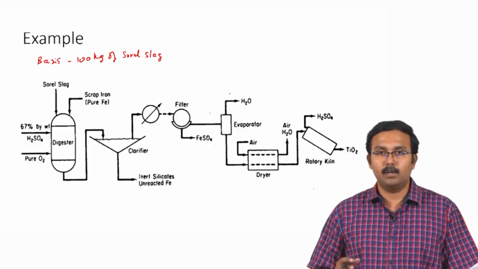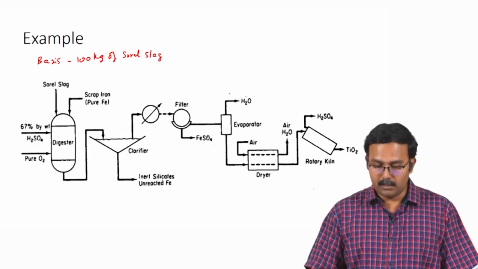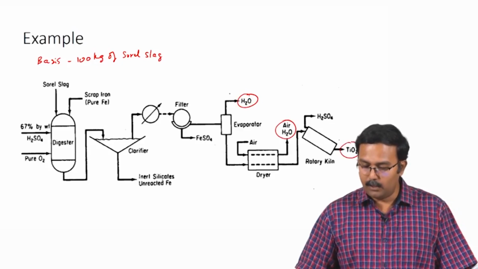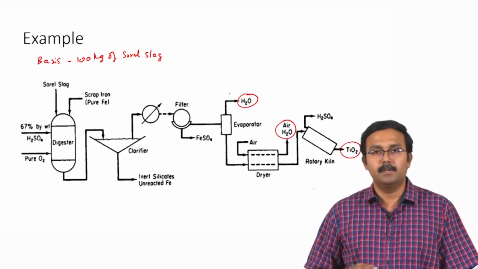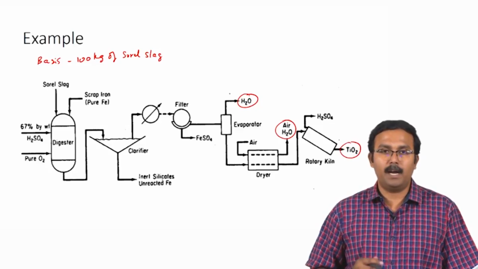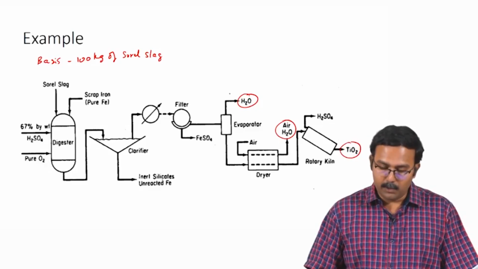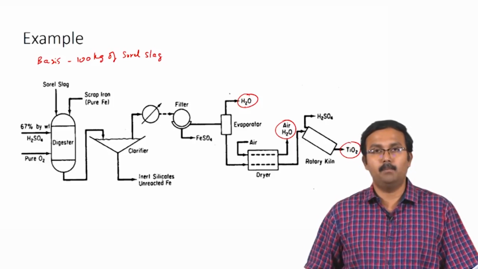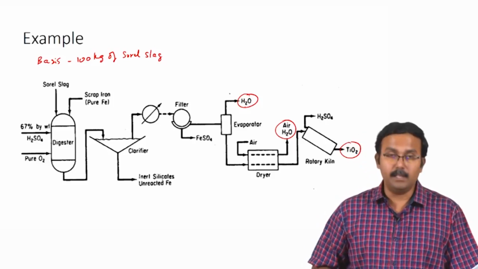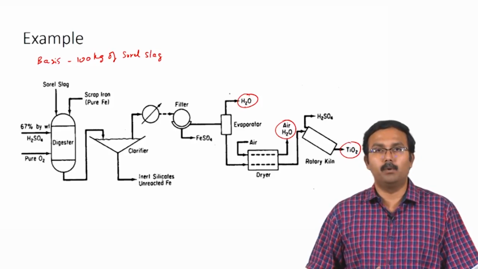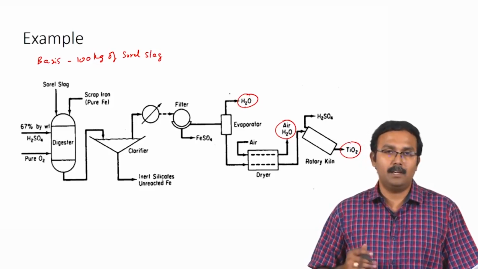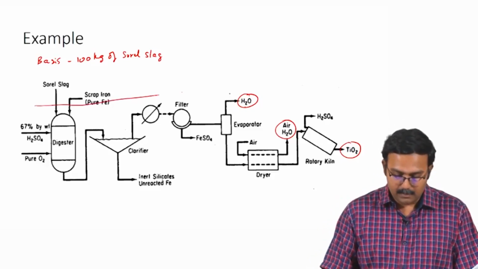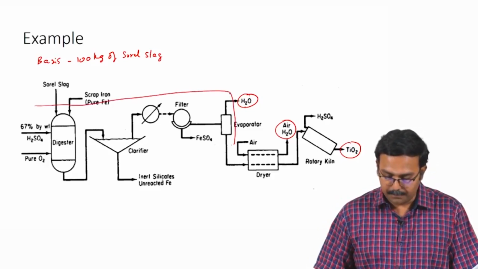Taking that into account, we want the streams for water, air plus water, and TiO2 to be leaving the system. So, to solve the first part of the problem, we need to make sure that this particular stream is crossing the system boundary. The other streams in between do not have to cross the system boundary. Based on that, we will first choose the system as this particular system.